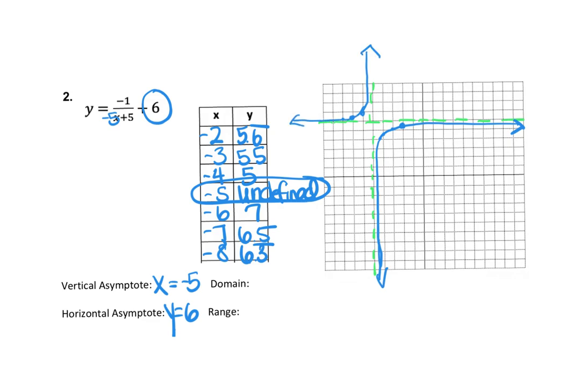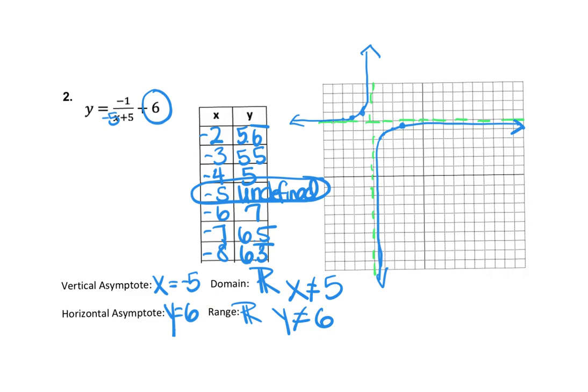All right, so our domain again is all reals, except for x cannot be equal to 5, and our range is all reals again, except for y cannot be equal to 6. All right, so now let's go ahead and talk about what's happened on the graph here.